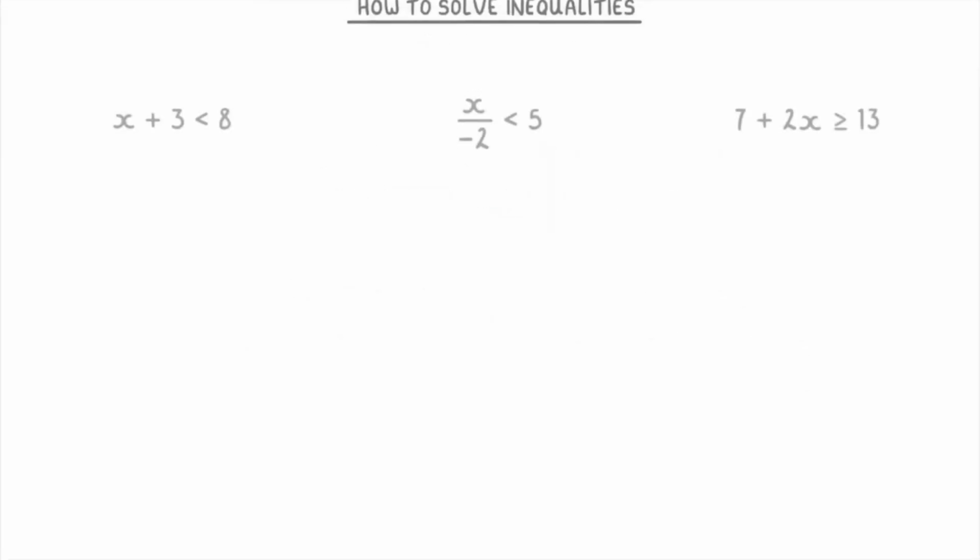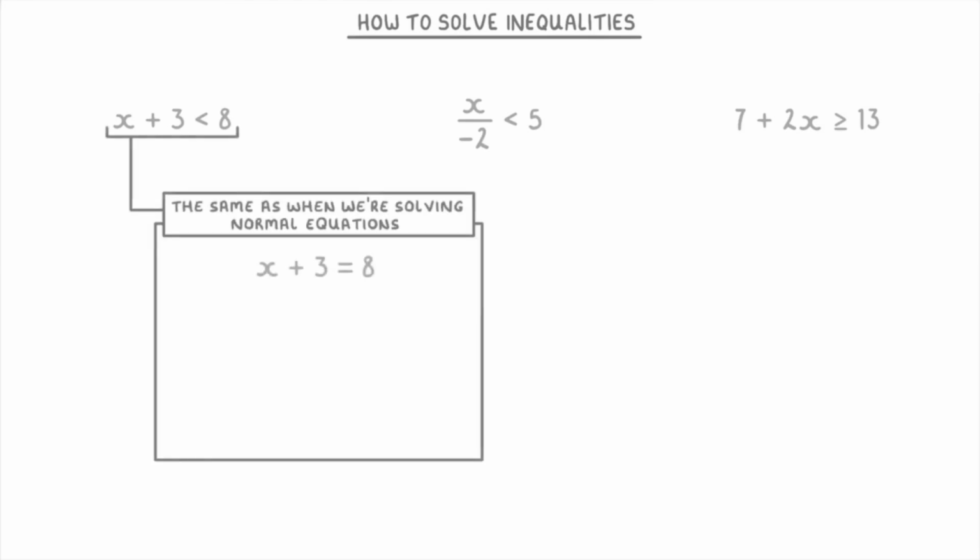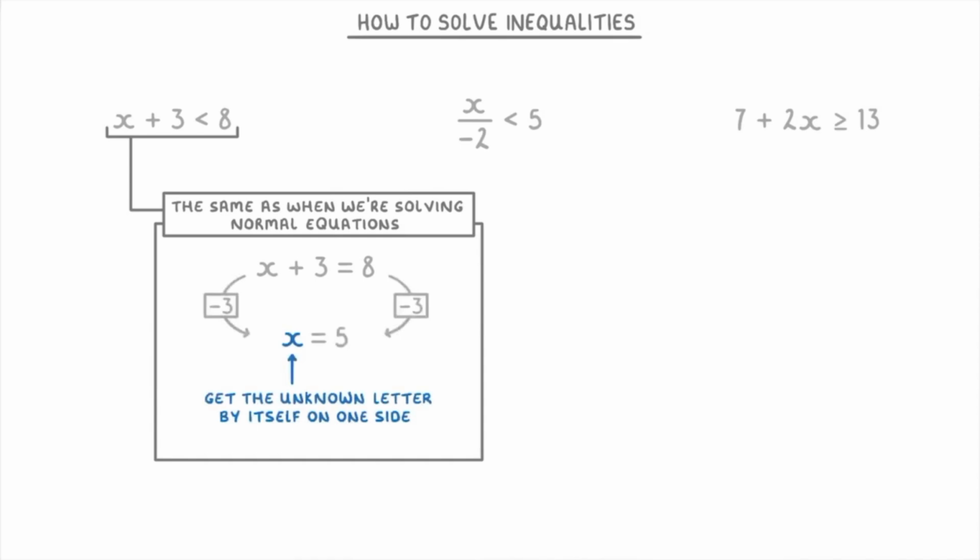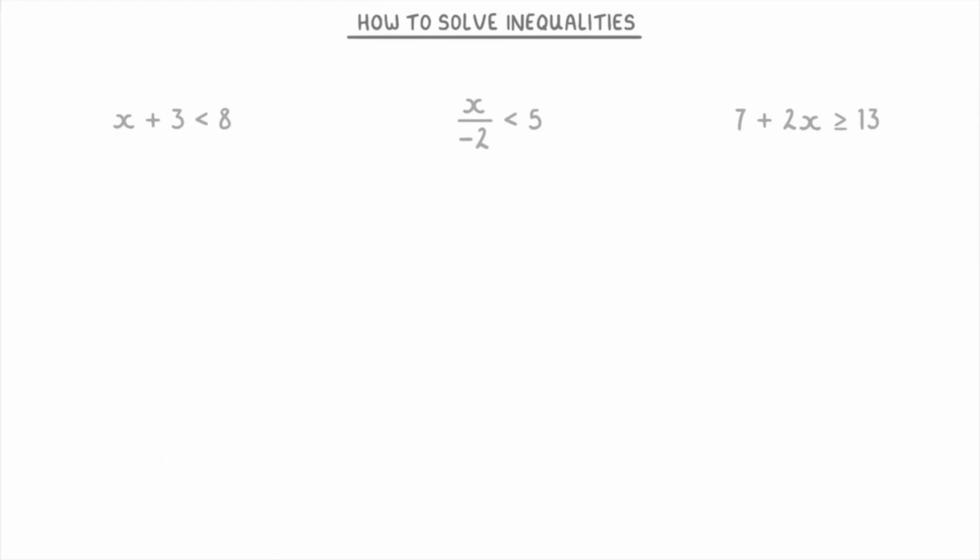Next, we're going to cover how to solve inequalities like this. The idea is exactly the same as when we're solving normal equations with an equal sign. Just like how we normally want the unknown letter by itself on one side of the equation, that's exactly what we're trying to do here as well. So in this first inequality, x plus 3 is less than 8. To get the x on the left by itself, we're going to have to subtract 3 from both sides, to find that x is less than 5, and that's it.